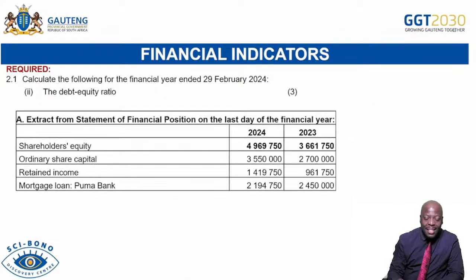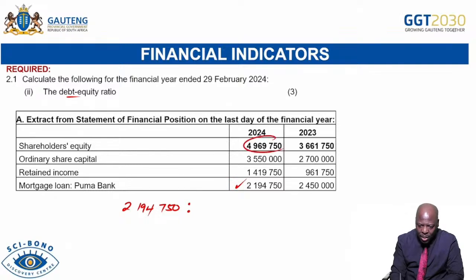Number 2 is the debt equity. When calculating the debt equity, remember the formula. It is your debt, which is your non-current liabilities, as to the shareholders' equity. So to begin with, we're going to take our non-current liabilities, which is 2,194,750, as to my shareholders' equity, which is given there.